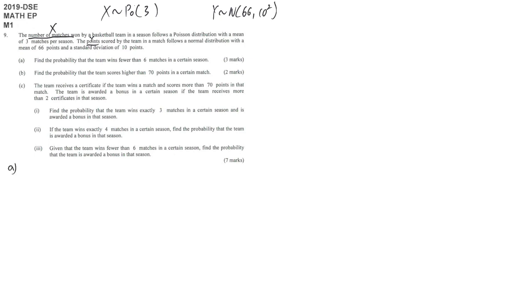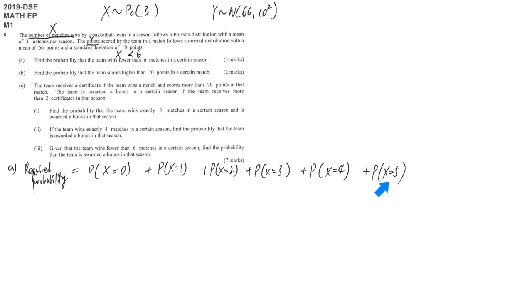Part A, they're basically asking you about the team winning fewer than 6. That means talking about x fewer than 6. Remember, 6 is not included, just until 5. So the required probability is x equal to 0 up to the outcome x equal to 5 only. Don't write down 6 also. So after we write that down, make sure we don't make any stupid mistake, then we can continue.